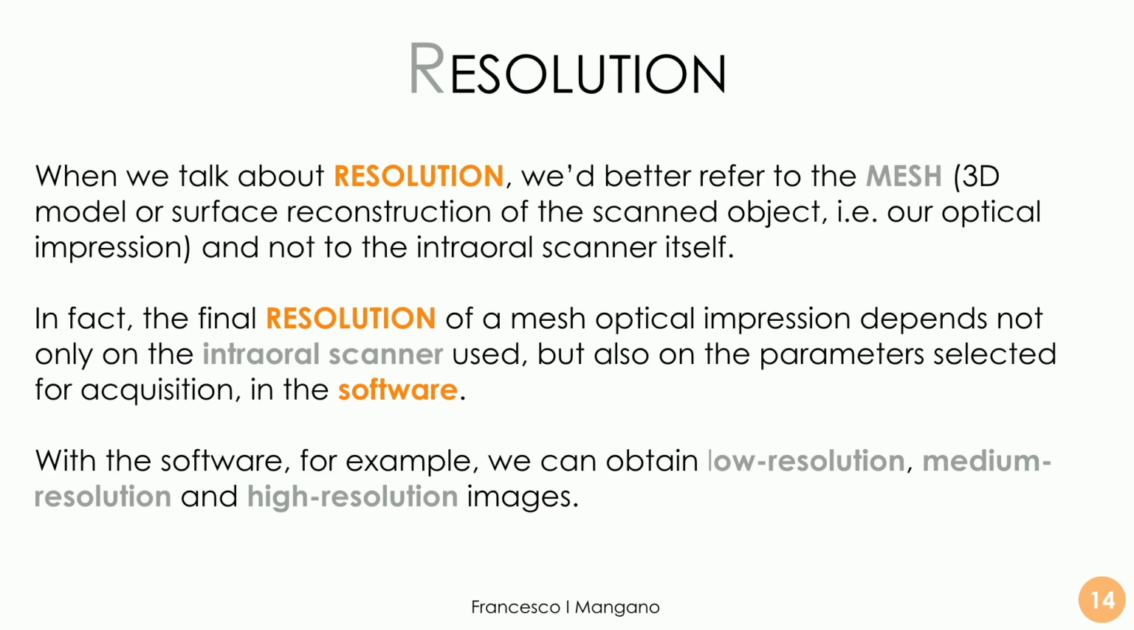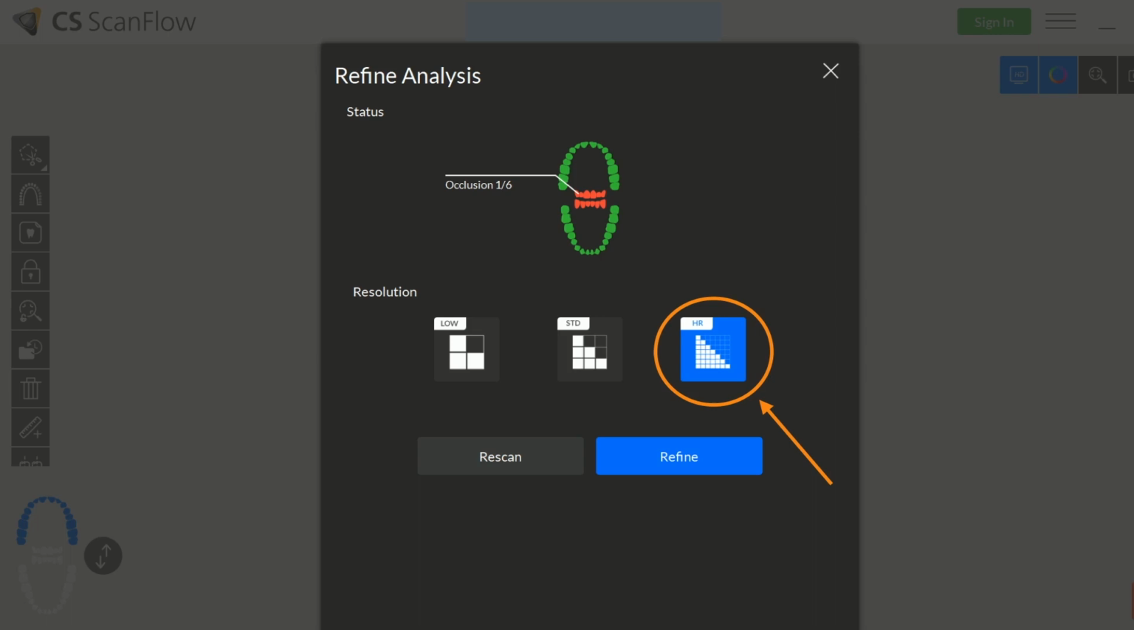And so the final resolution of a mesh depends not only on the intraoral scanner used, but also on the parameters selected for the acquisition in the software. So the same software can generate, for example, raw resolution, medium resolution, and high resolution images. Like here, for example, in the Scan Flow from Carestream Dental, when we have acquired our 3D models, the master model, the antagonist, and the occlusion, then we need to refine the model, and we have to choose among a low, a medium, and a high resolution.